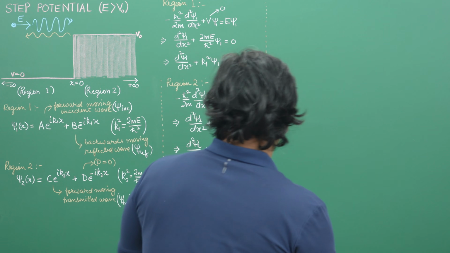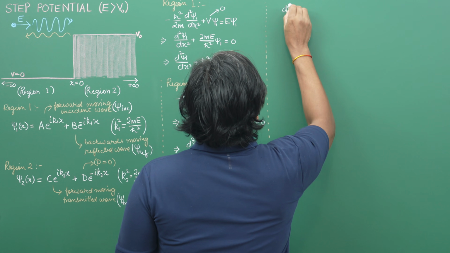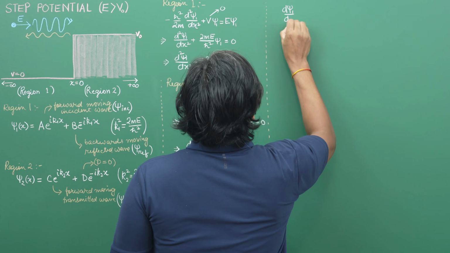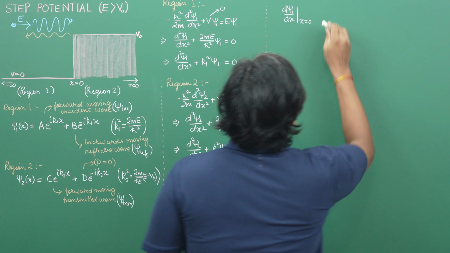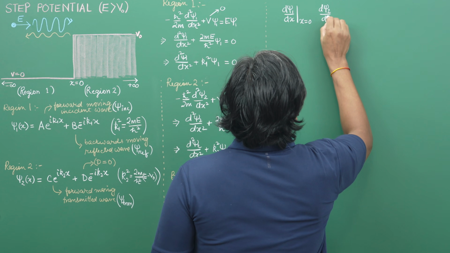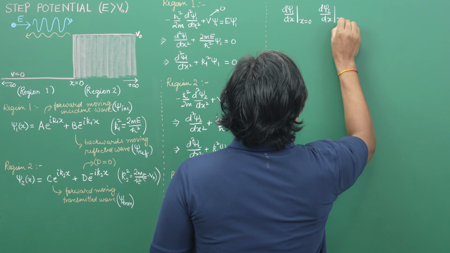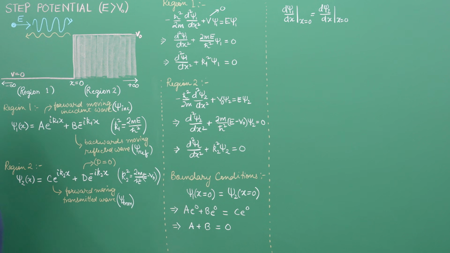Which says that if I take the derivative of psi 1, d psi 1 upon dx at x is equal to 0, and if I take the derivative of psi 2, d psi 2 upon dx at x is equal to 0, then they should both be equal. That's what it means: the continuity of the derivative of the plane wave solution.